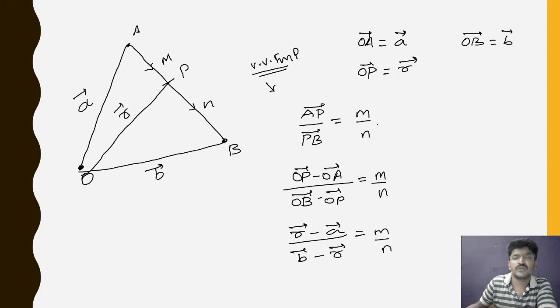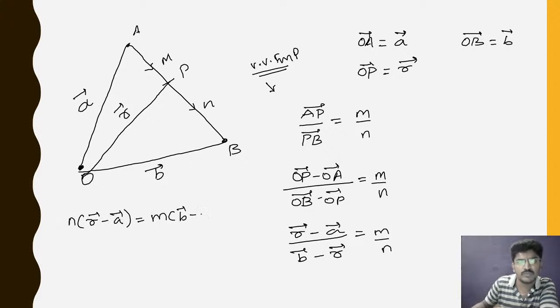AP divided by PB equal to m by n. AP is OP minus OA. PB is OB minus OP. OP is R, OA is A, OB is B, OP is R. Now you have to do cross multiplication. If I do cross multiplication, it will be n times vector R minus vector A equal to m times vector B minus vector R. So therefore, n vector R minus n vector A equals m vector B minus m vector R.